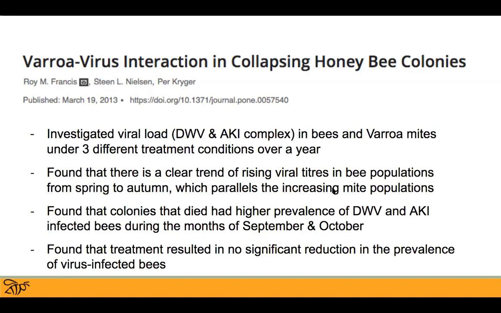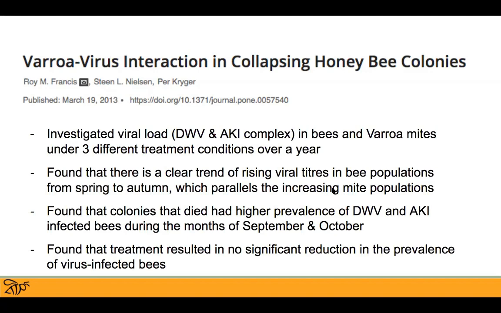So the study found that there is a clear trend of rising virus levels in bee populations from spring to autumn, which is not surprising because that, of course, parallels the increasing Varroa mite populations. They also found that colonies that died during the course of the study had higher prevalence of both deformed wing virus and the AKI complex during the months of September and October. And again, that's not very surprising because that is right around when the Varroa population in a colony has peaked, or kind of right after it's peaked.